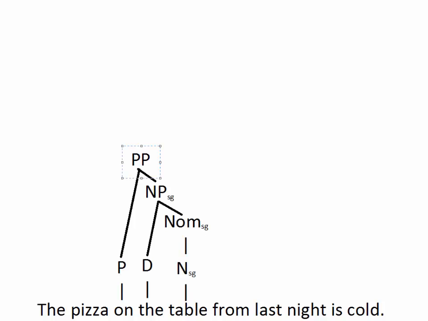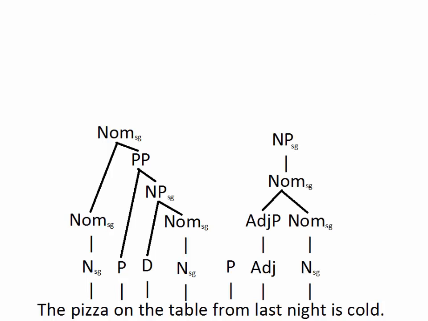And since it's closest to the word pizza, it'll have to combine with that nominal first. So pizza will be a nominal, and then pizza on the table will be a nominal. And our rule says that the nominal can be modified by a prepositional phrase, and indeed we've got another one here, from last night. Last night, of course, contains an adjective phrase modifying night with last, and then that and no determiner, and then it'll combine with the preposition to give us the prepositional phrase. This prepositional phrase, in turn, can combine with our nominal that we have, pizza on the table.